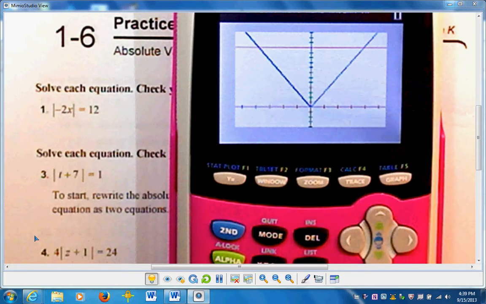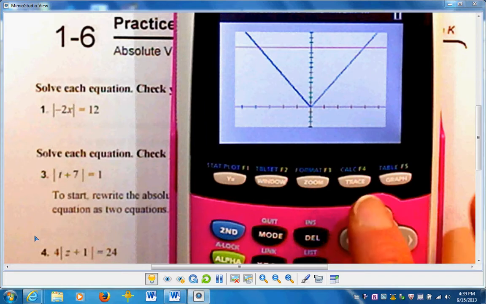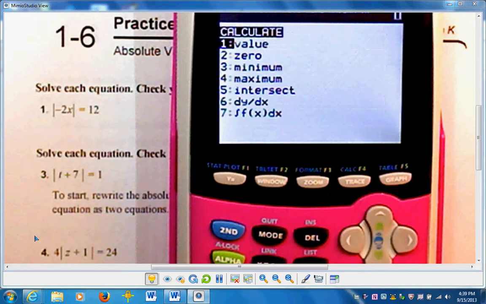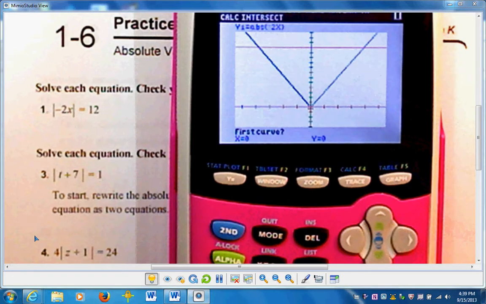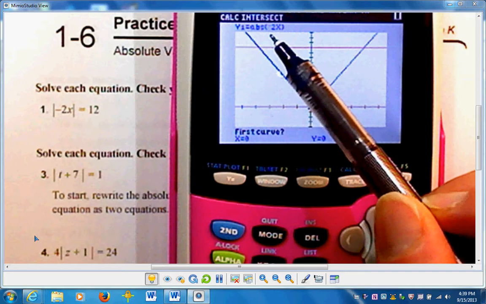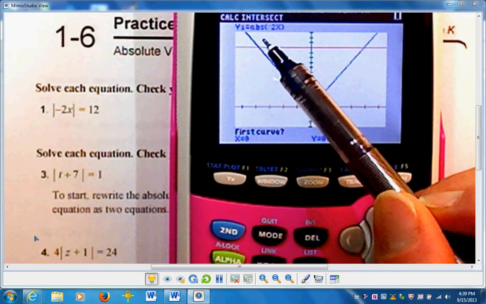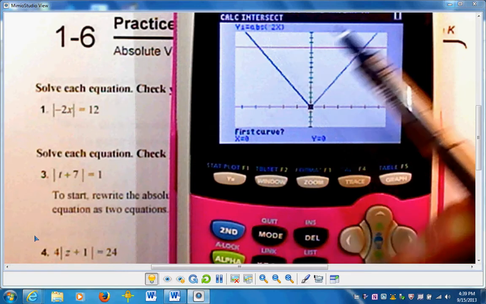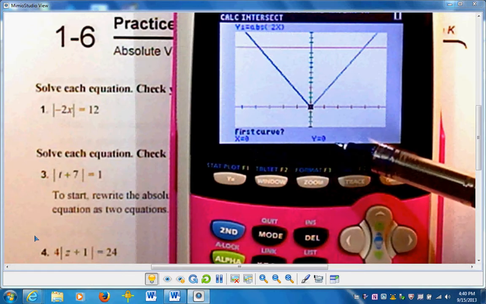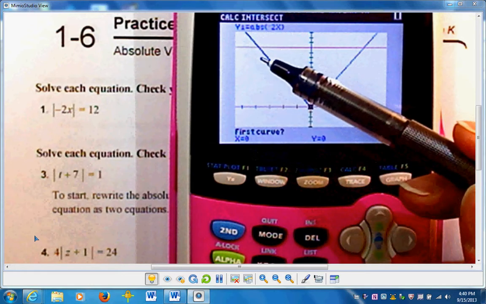So the way to do it is I'm going to go second trace, which is really calculating, and I'm going to go to number 5 and look for the intersection. So I'm going to just push number 5. Let me point out a couple things here. Notice up here at the top, it's telling me what the equation is that my cursor is on. Right now it's on the absolute value of negative 2x. It asks me first curve, and it tells me where my cursor is. It's at 0, 0.